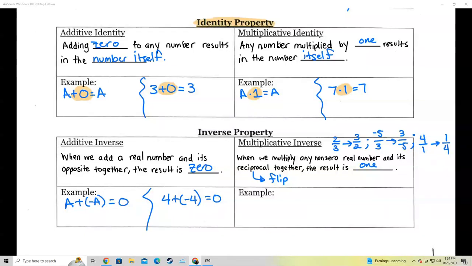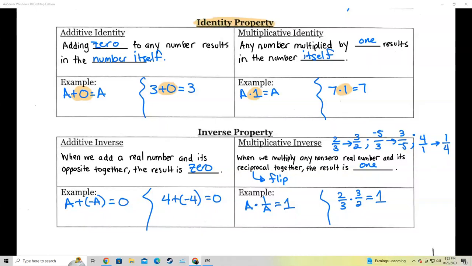So let's see. If I take my general example, if I take A and I multiply it by its reciprocal, remember, you make it A/1, you flip it, you end up with 1/A. The answer you get is going to be 1. If you take 2/3 and you multiply it by its reciprocal, 3/2, that's going to be 6/6, which again, the answer is going to be 1. Okay, so that takes care of the properties.